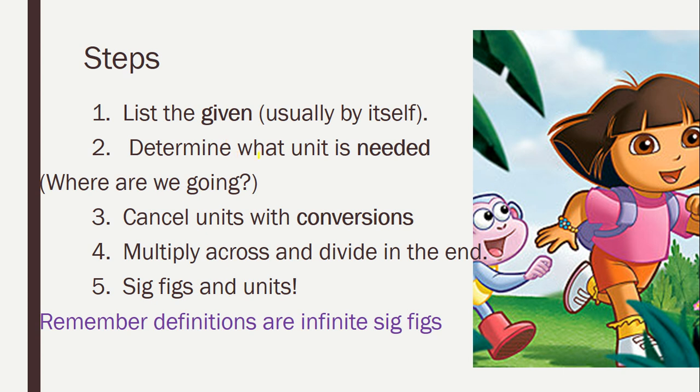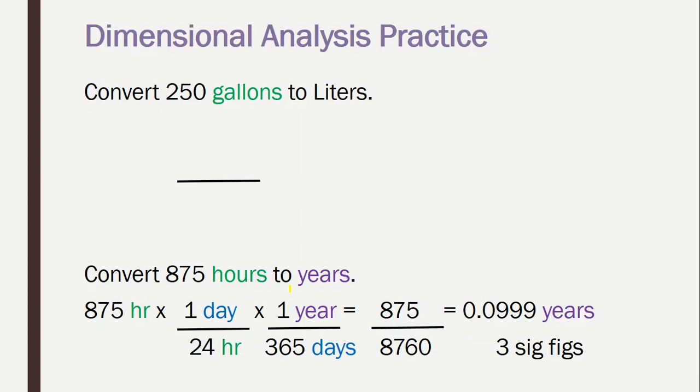It's the second step. What is needed? Where are you going? Just write that unit down. So here's an example. Convert 250 gallons to liters. So 1 gallon is equal to 3.785 liters. This would be given. So you're given this and you're given this. Now this is that equality. This is that conversion. That's a tool that we can use.